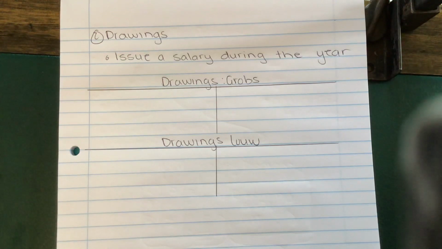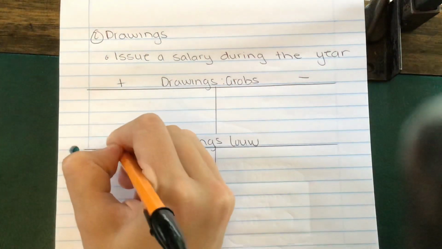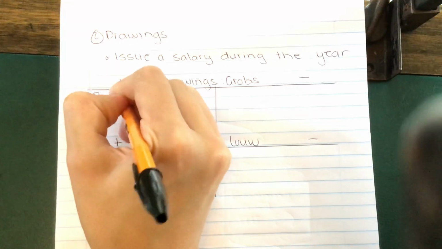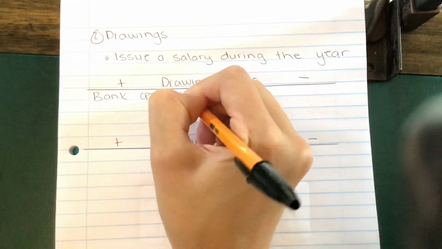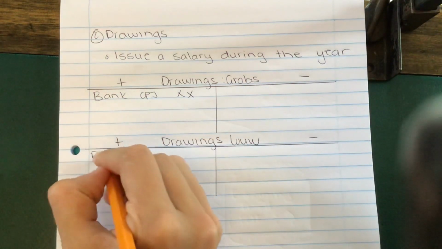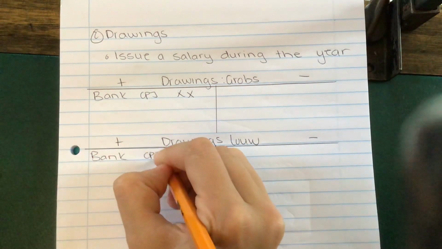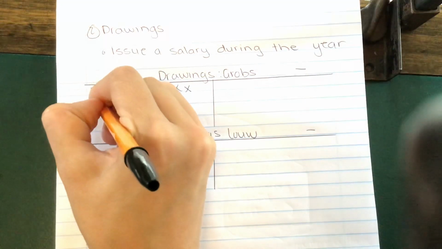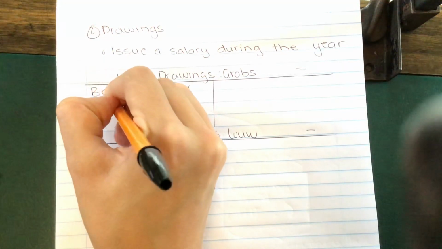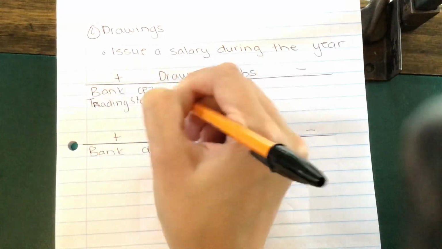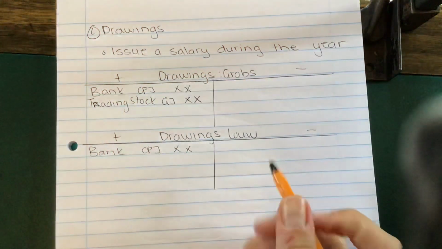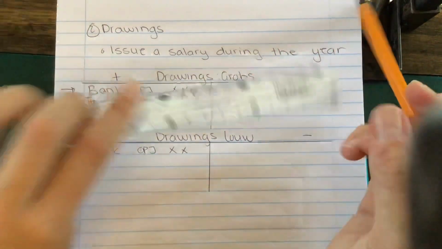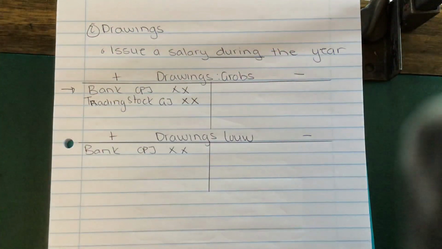So remember, drawings is plus minus. Okay, and the different ways he can take out drawings is bank, CPJ, or she rather. Okay, also here, bank, CPJ. Okay, at any point, one of the partners can also take trading stock. Definitely possible. Okay, this is the salary portion. So anytime when it says issued a salary during the year, you know it is drawings.